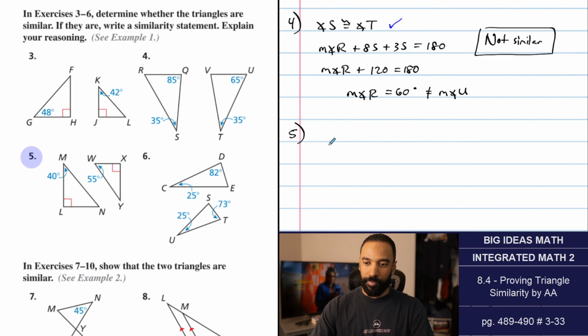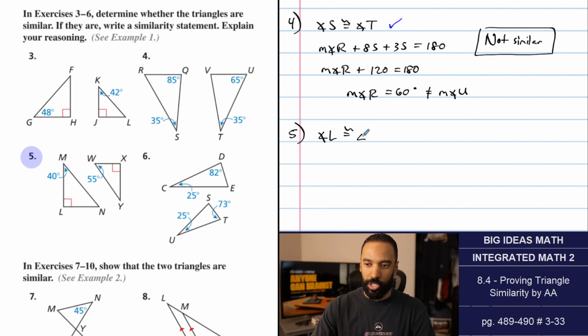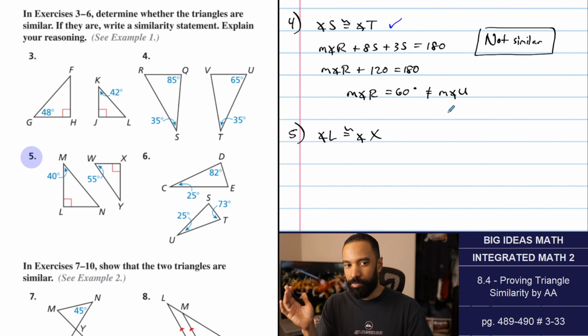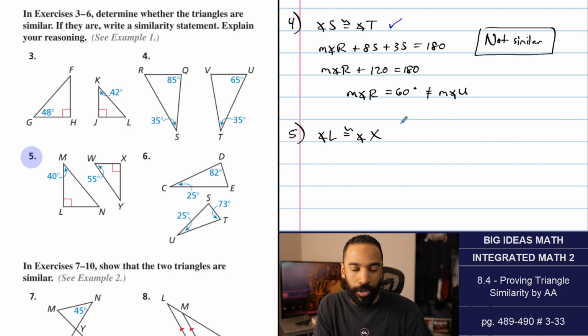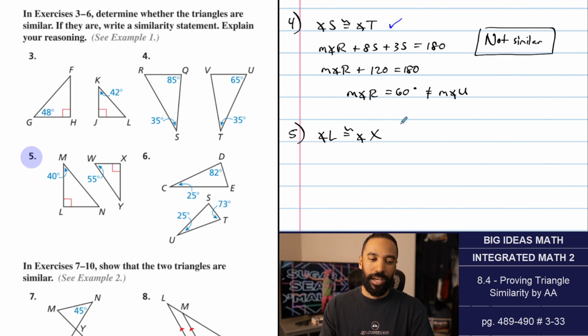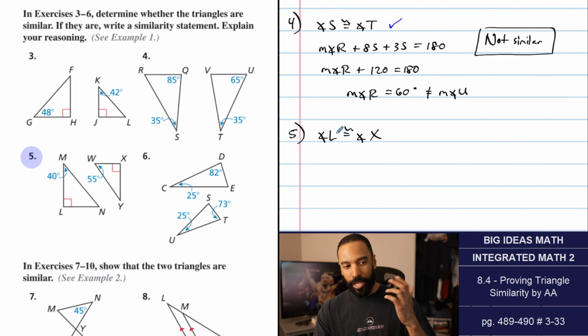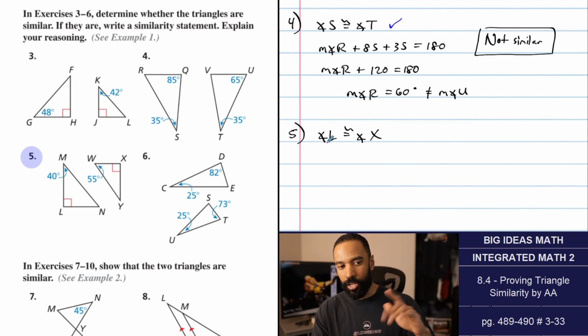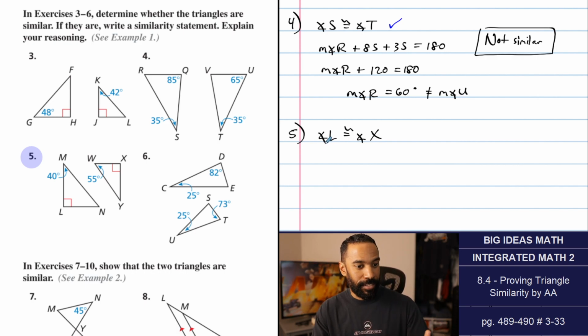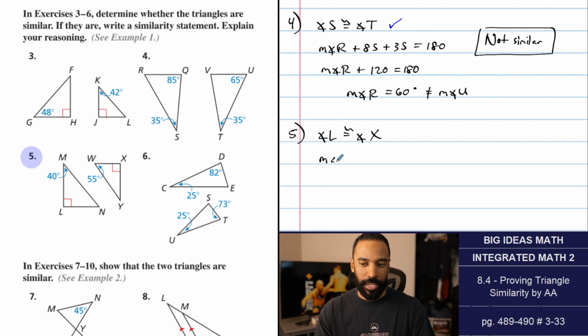Number 5. You have angle L congruent to angle X, both right angles. Notice I'm not really writing that they are, like maybe you want to do that, say given or all right angles are congruent, something like that. I'm just kind of giving you the math. And I'm going to notice that these are also not sets that are congruent. M is not congruent to W, but let's see if N is congruent to W. Doesn't look like it's going to be.